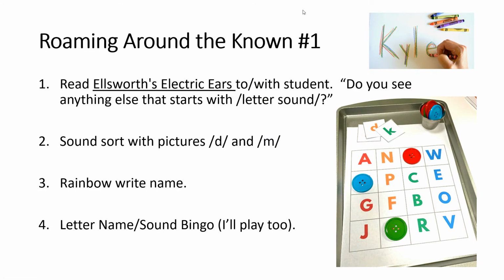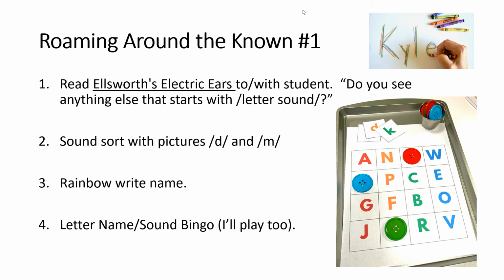So here's an example. This is a little mini lesson plan that I made for a roaming session. I'm working with a first grader who is working at Delay. So he's just learning how to do some things that other kids know how to do. And my plan is in this little 30-minute interaction, first I'm going to take that book, Ellsworth's Electric Ears, which has all those alliterative pages, and I'm going to read it to or with the student.